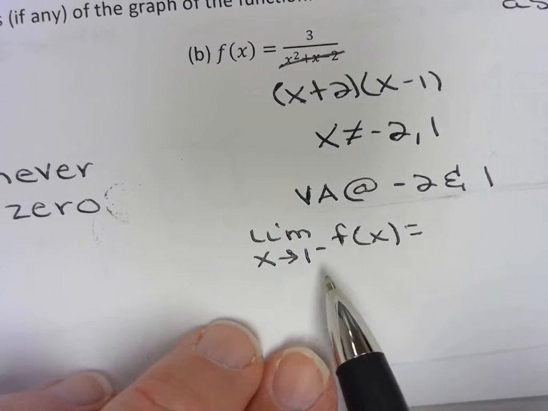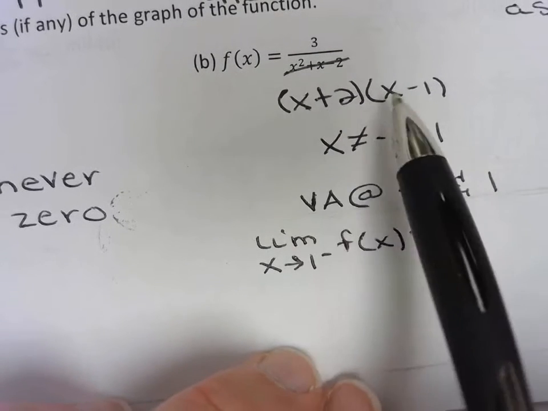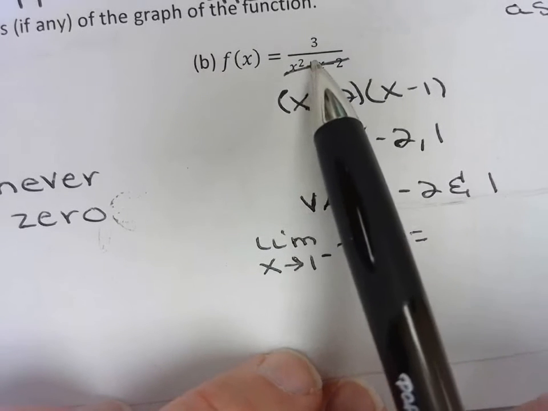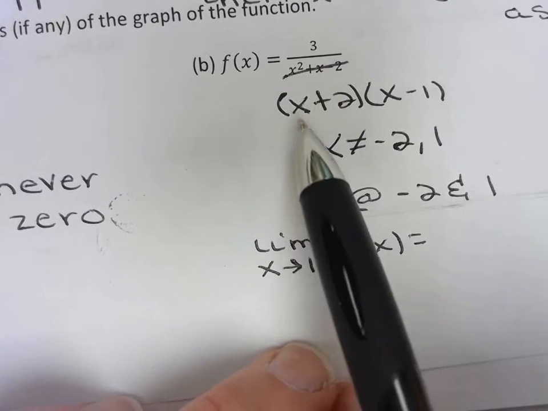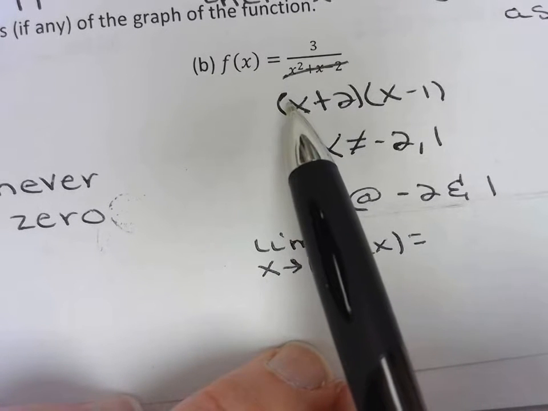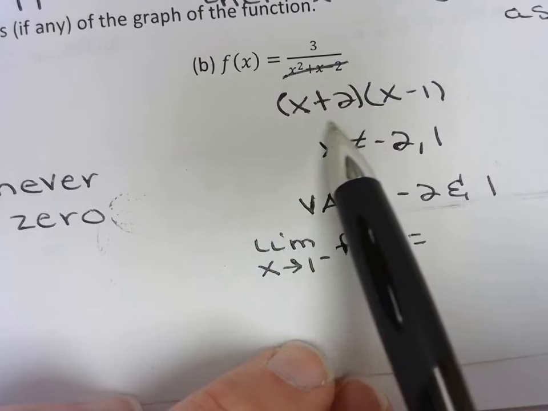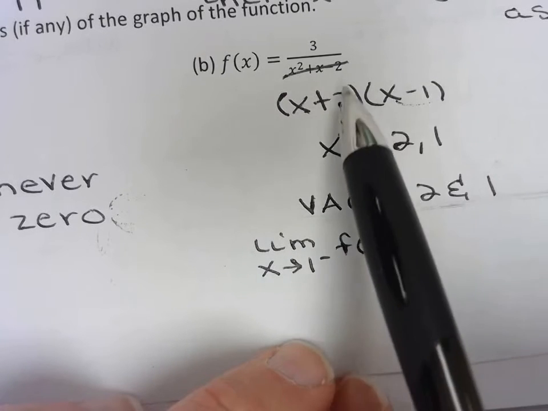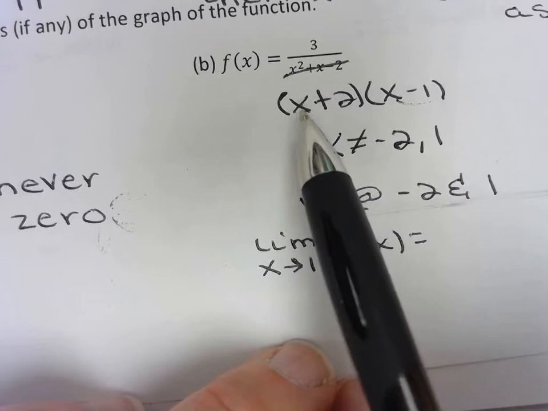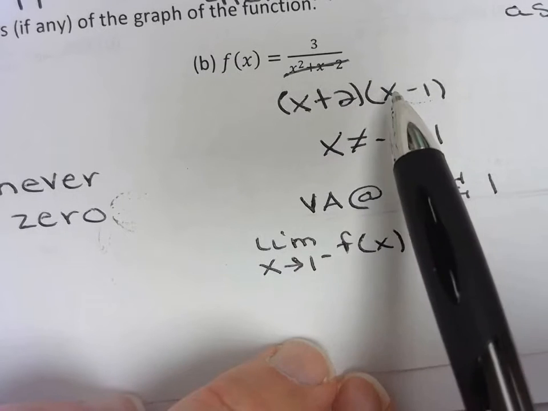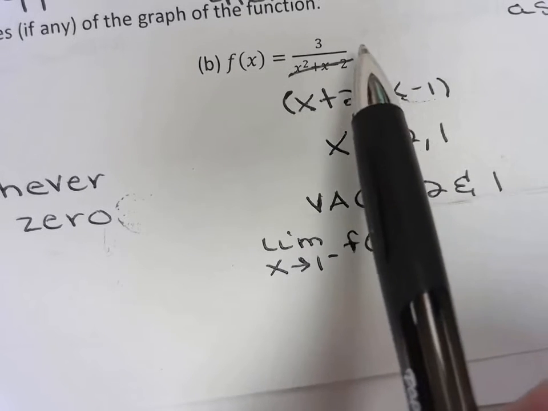So let's just try it real quick and think about it. As I approach 1 from the left, and you can either use the factored form or the non-factored form, my top is going to stay 3. On the bottom, let's think about plugging in numbers. If I plug in negative 2, I get a 0. If I plug in a 0, I get a negative 2.